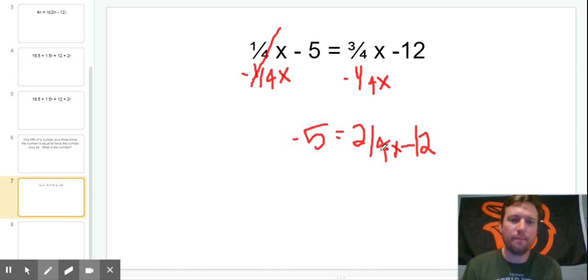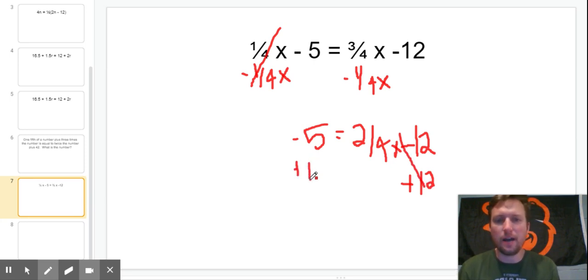Now, how do I do that? Well, because I'm subtracting 12, I'm going to do the inverse operation, and I'm going to add 12. So I'm going to add 12 to this side. If you have -12 plus 12, that gives me 0. And I'm going to add 12 to this side. So -5 plus 12. If I have a negative plus a positive, it's like finding the difference. So the difference of 12 and 5 would give me, that's right, 7. So I have 7 equals 2/4 x.